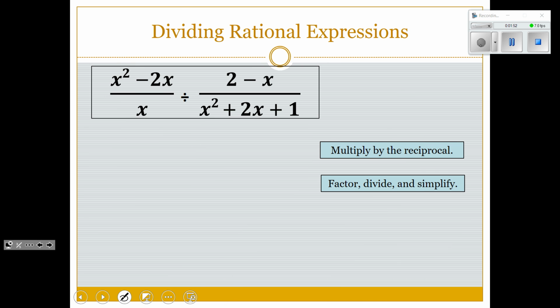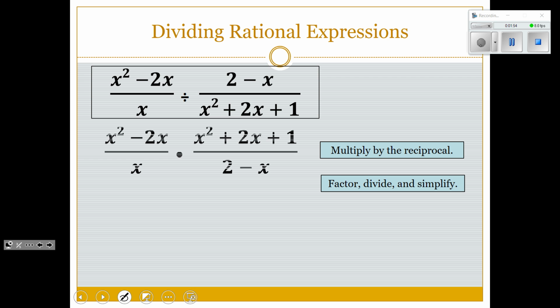So here we have one that's a little more involved. We're going to keep the first fraction, then we're going to flip the second one. So what was in the denominator now is in the numerator, and what was in the numerator is now in the denominator. So multiplying by the reciprocal. Now we're multiplying, so we're going to look and factor to help us to cross-cancel some things.